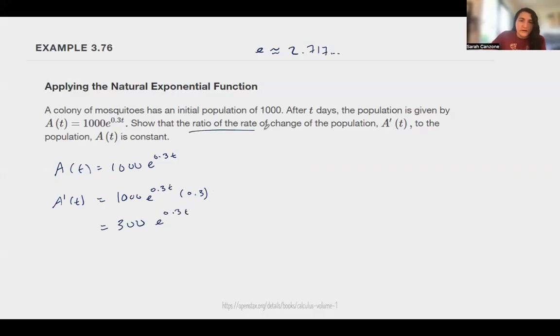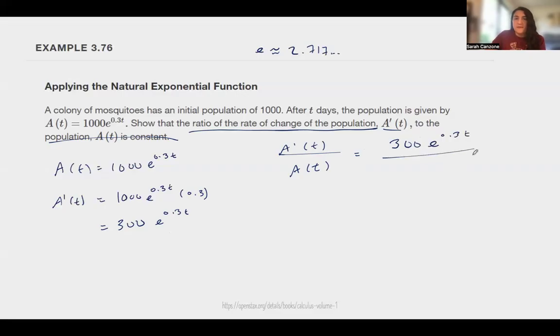So now if we're looking for the ratio of the rate of change, which is A prime of t, to the population, which is A of t, we're looking for A prime of t to A of t. This is the ratio that they're asking us to set up. All right, well, we can just go ahead and plug in those values. We know what A prime of t is, and we know what A of t is because we computed A prime of t. So this is 300 e to the 0.3t for A prime of t, and they gave us A of t. That's just 1,000 e to the 0.3t.